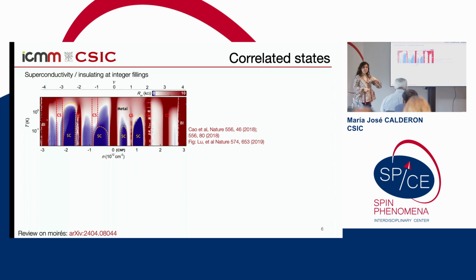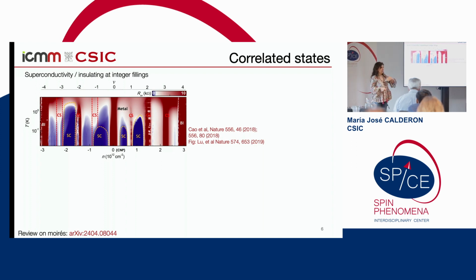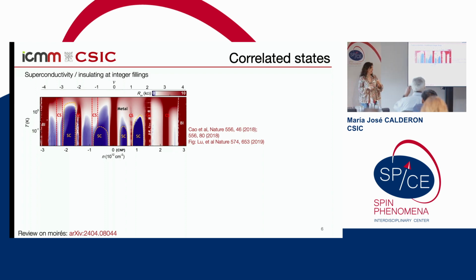Okay, so since then, the field has grown a lot, and there are so many things that have been observed, so many states that have been observed in these systems, not only twisted bilayer graphene, but other moire systems, and also some graphene multilayers without any moire.